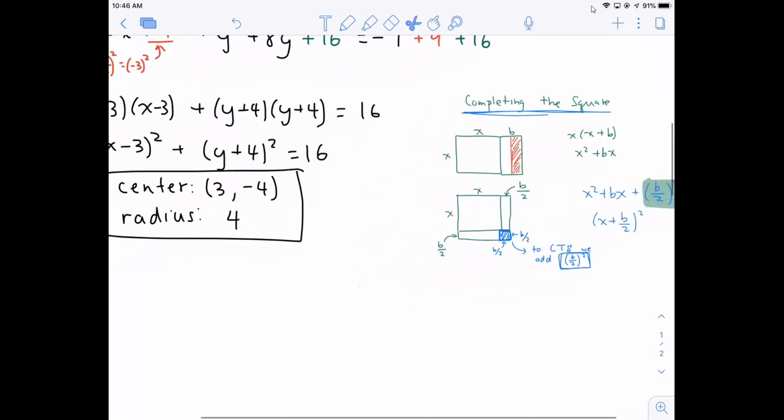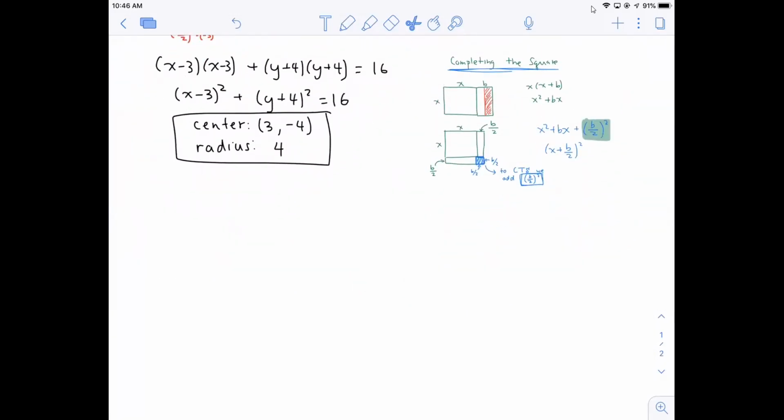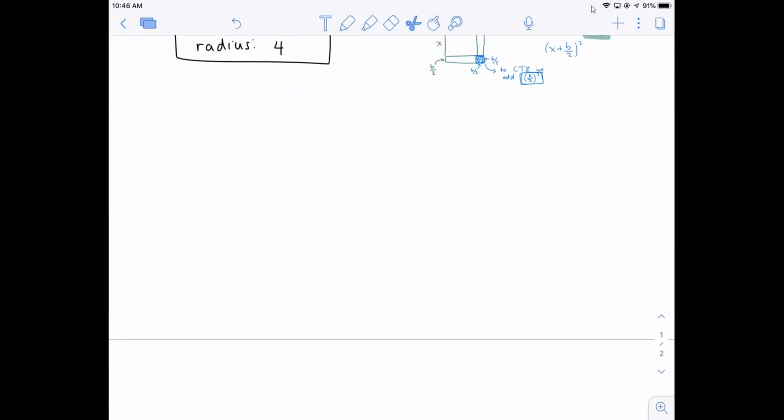All right, so what we're going to be doing is just a couple more examples. Which one did we just do? All right, so we're going to be doing 2 more examples, so write these down.